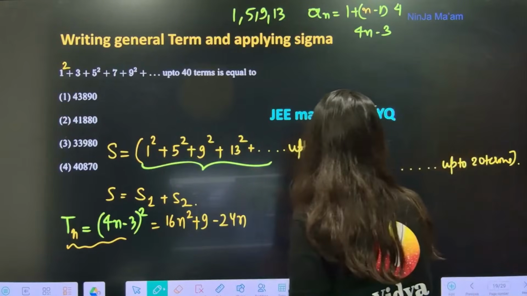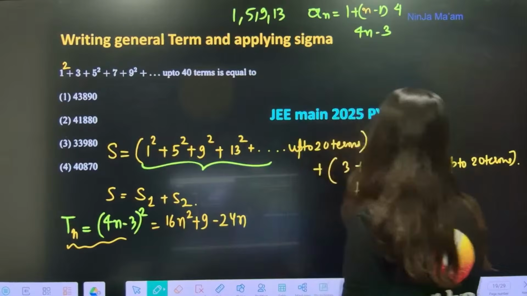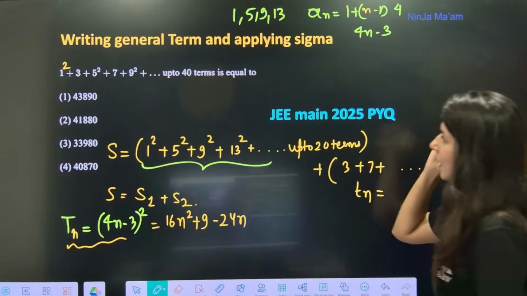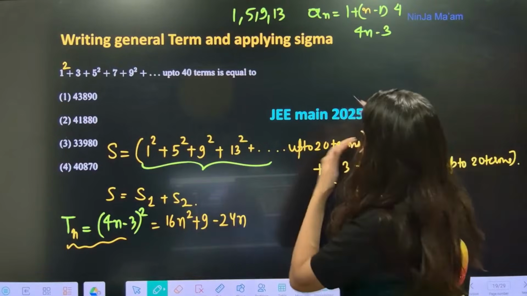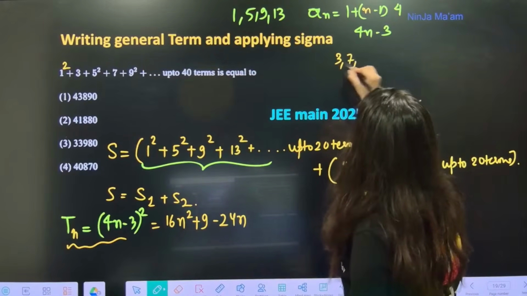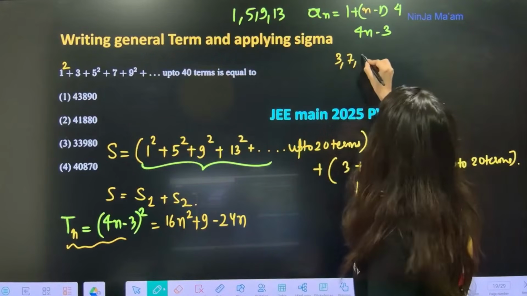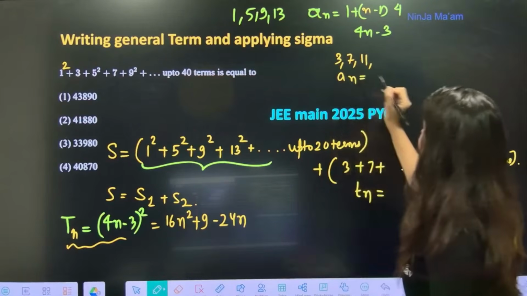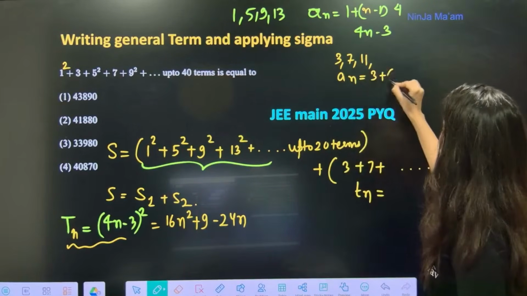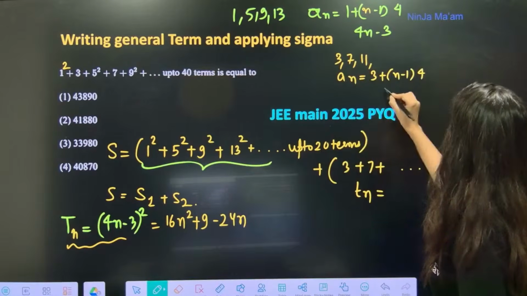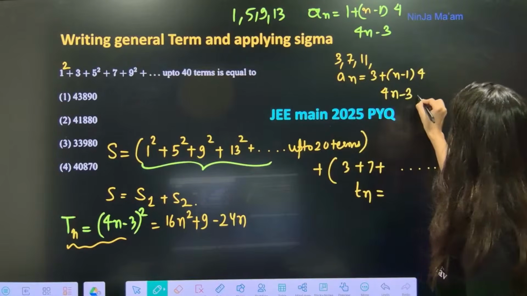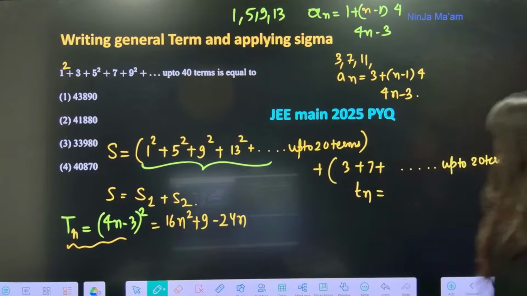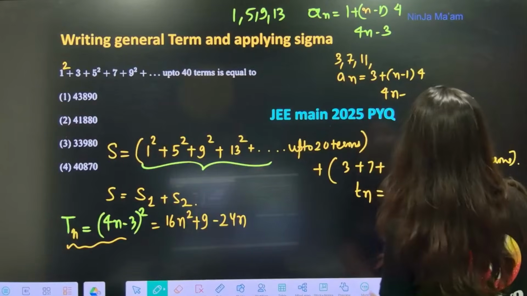Now what about this? Tn for this: 3 plus 7 plus 11. So 3, 7, 11, common difference is 4. Correct? So here, general term, can anybody tell me? a plus (n minus 1) d. So 4n minus 1. 4n minus 1.